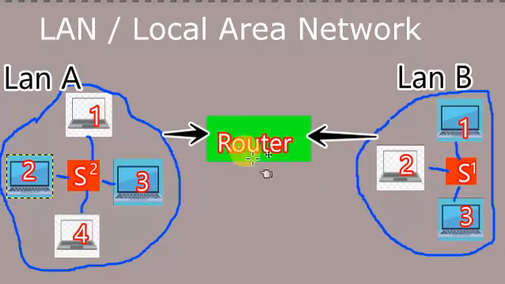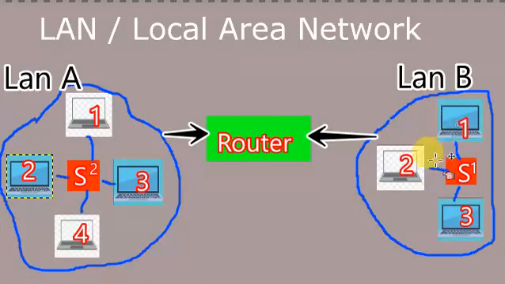Let's say, for example, computer 1 wants to send a document to computer 2 in LAN B. This computer has to go through the router. It will send whatever it needs to send to the router, and the router will now forward it to LAN B, to the specific recipient.